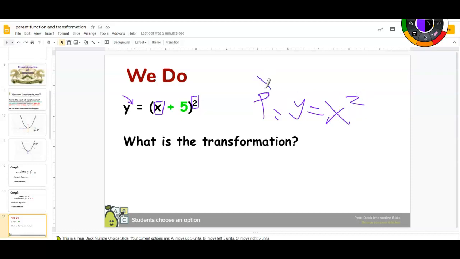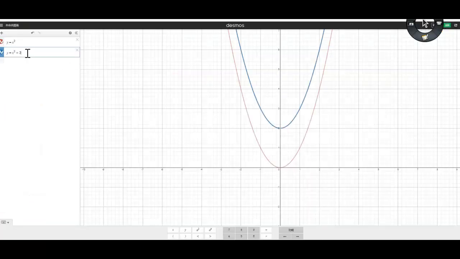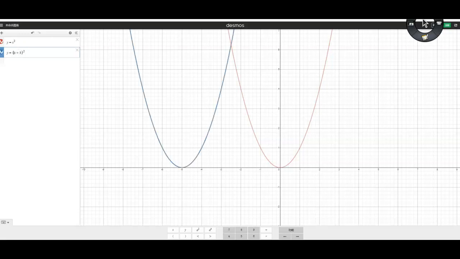So you know the parent equation is y equals x squared. Now you can put both the parent equation and the baby equation in the Desmos calculator and look at the difference or the transformation on the graph. So let's put both of the equations in the calculator. I already have the parent equation there. And this time the baby equation is inside plus a number.